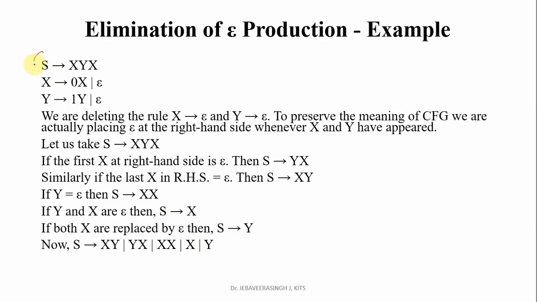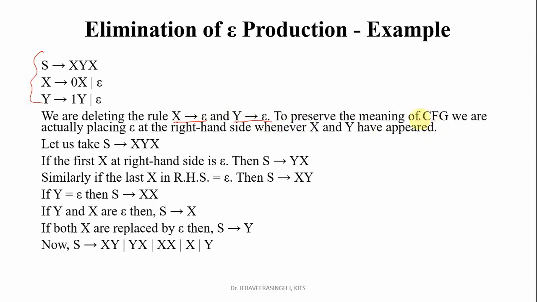Here we go. Assume that we have these 5 productions in our grammar: S gives xyx, x gives 0x or epsilon, y gives 1y or epsilon. Now we are going to delete the rules x gives epsilon and y gives epsilon, because they are epsilon productions. We need to eliminate epsilon productions. We are not removing nullable variables. Please remember, in the previous step we removed useless symbols. Here we are removing null productions or epsilon productions alone. But how? That's what we are going to see.